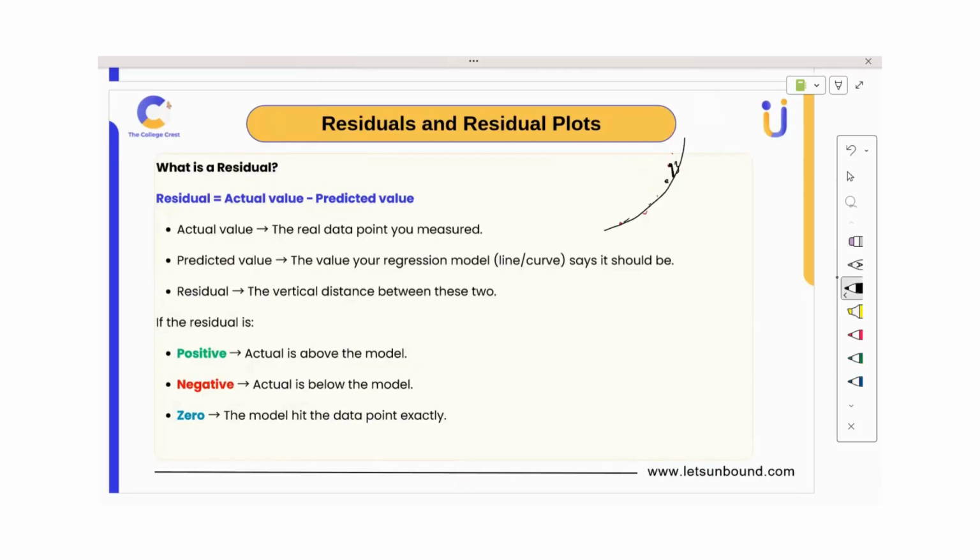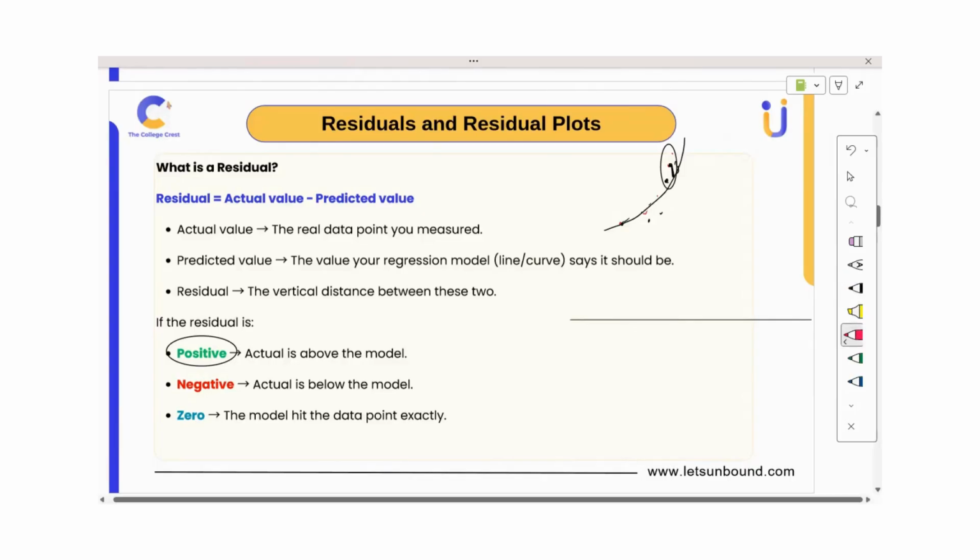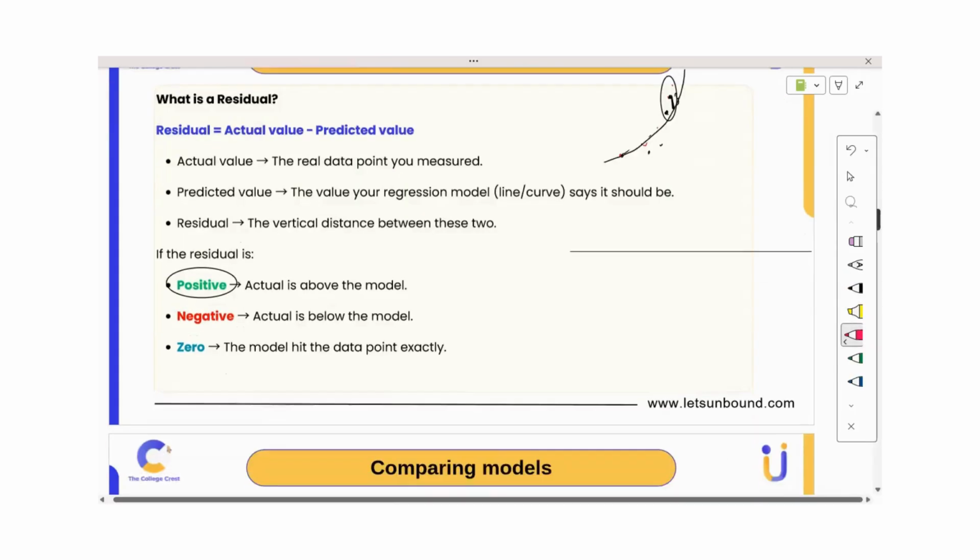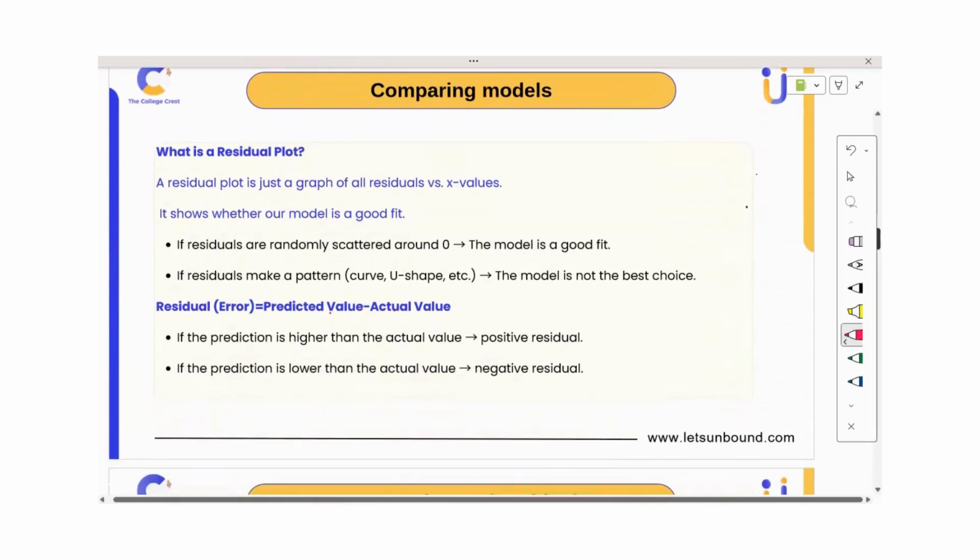Now, for a residual plot, we will collect all the residual distances and plot them over the x-axis. If you get a positive residual, it means the actual value is above the model. So these data points are actual, and they are above the model; these are positive. Negative means below the model. If the residual is zero, the data point hits the model exactly on the regression. So this is the residual concept.